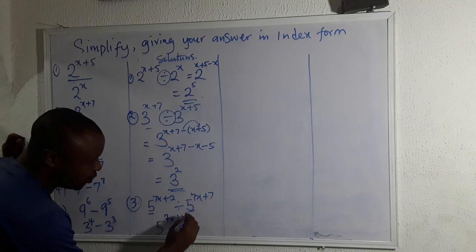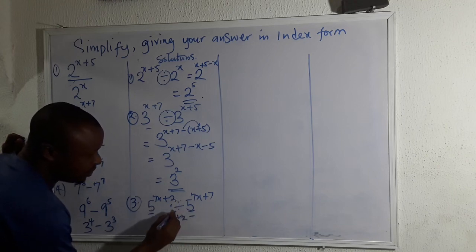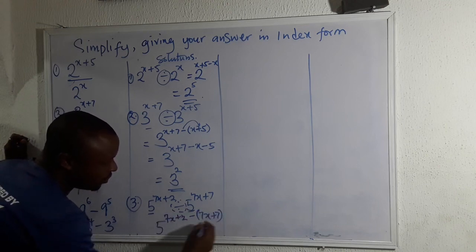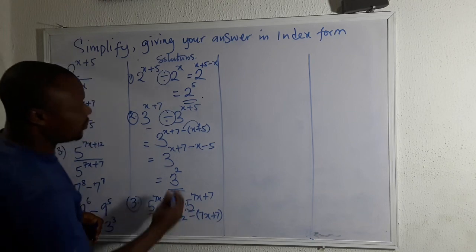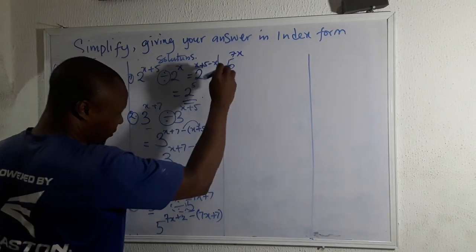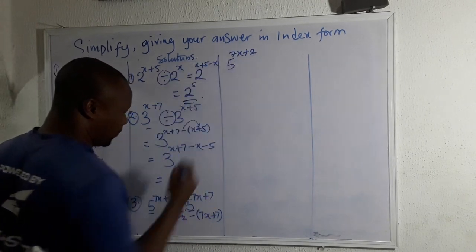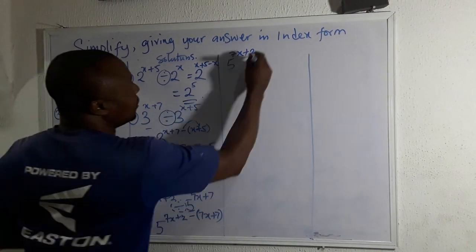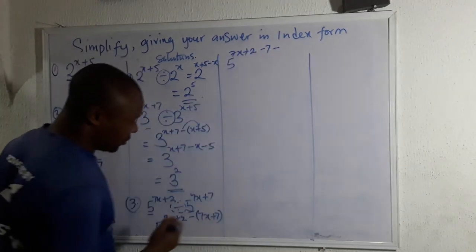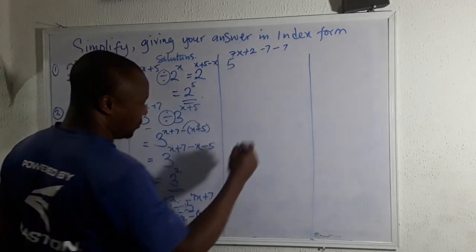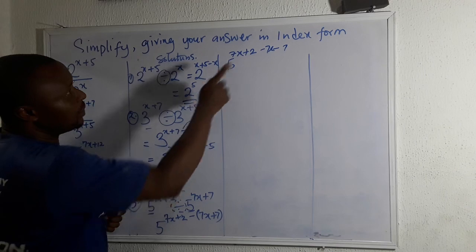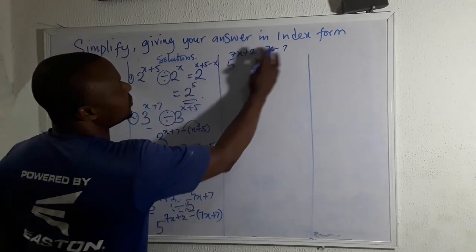So that will be 7x plus 2 minus, because we have the sign of what? Division in between the two bases. So minus, open the bracket, 7x plus 7. So when we open the bracket, we have 5 raised to power 7x plus 2. Now minus times 7x is minus 7x. Minus times plus is minus. We've seen that before. And minus times 7 is minus 7.